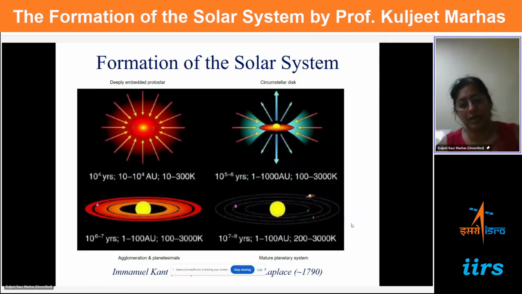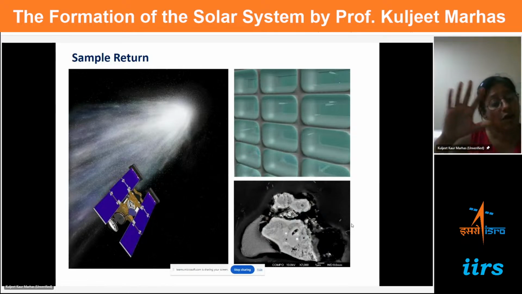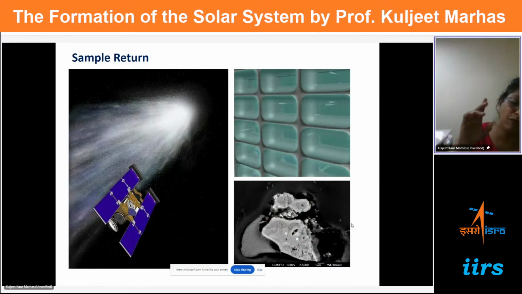So till the 2020s, we are thinking the solar nebula formation scenario is one of the best scenarios. This is the best scenario that you can see, and it's the most widely accepted model. Yeah. But then what happened is that we had a sample return mission. One of the first sample return missions was from the Wild 2 comet. Yeah. So this was in 2006. The sample was brought down.